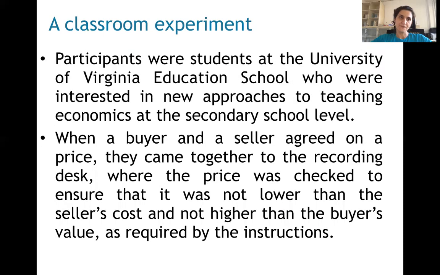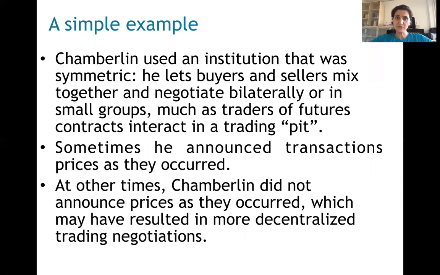Okay, so Chamberlin used an institution that was symmetric. Both buyers and sellers make an offer. He lets buyers and sellers mix together and negotiate bilaterally or in small groups, much as traders of futures contracts interact in a trading pit. You don't interact with everybody. You are choosing someone and then you negotiate over the good at a pit. Sometimes he announced transaction prices as they occurred. At other times, Chamberlin didn't announce prices as they occurred, which may have resulted in more decentralized trading negotiations.